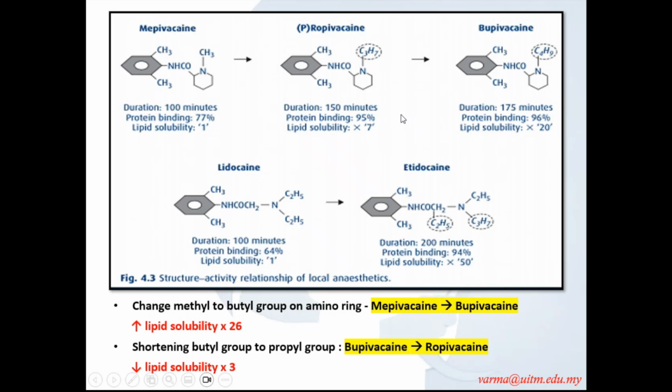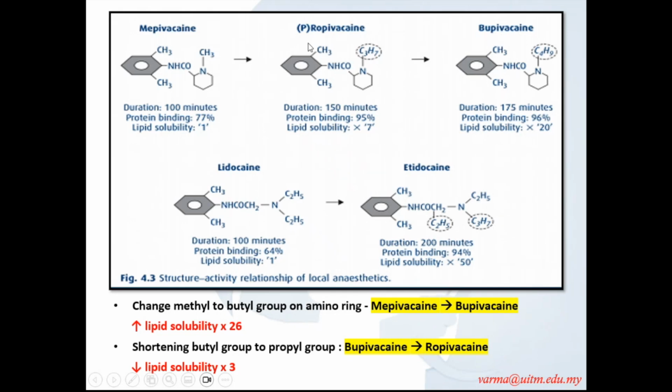And also the duration of action. Mepivacaine is only 100 minutes, but bupivacaine is 175 minutes. This means the molecular weight has increased, from CH3 it becomes C4H9. It means the molecular weight is higher, thus duration of action is increased, protein binding is higher, and lipid solubility is higher. So they have higher potency and longer duration of action.